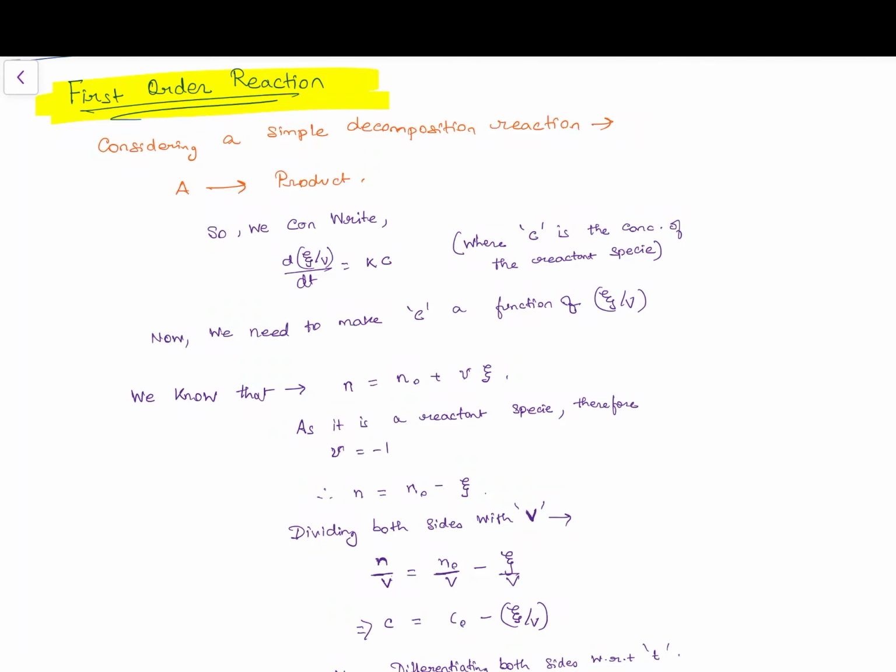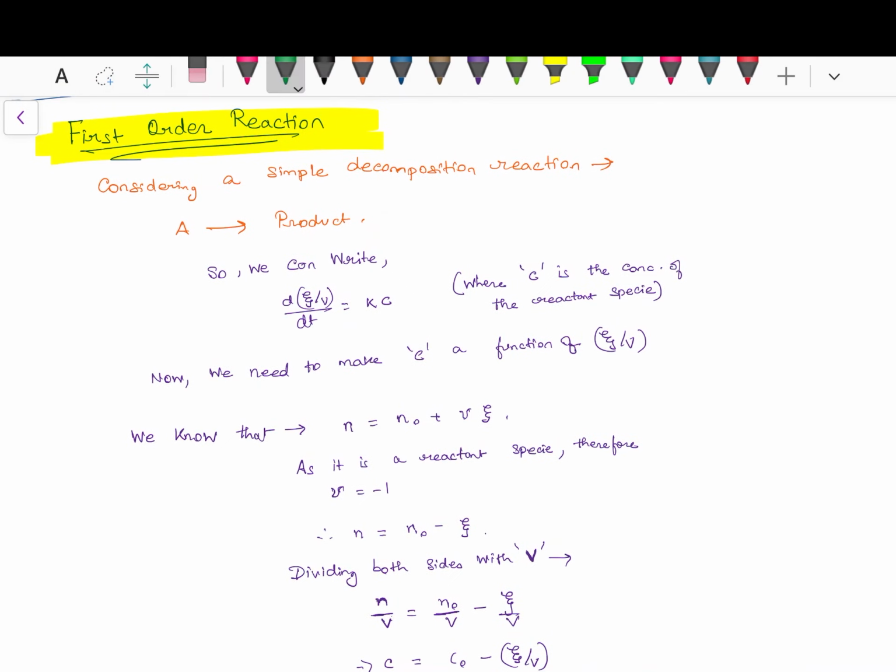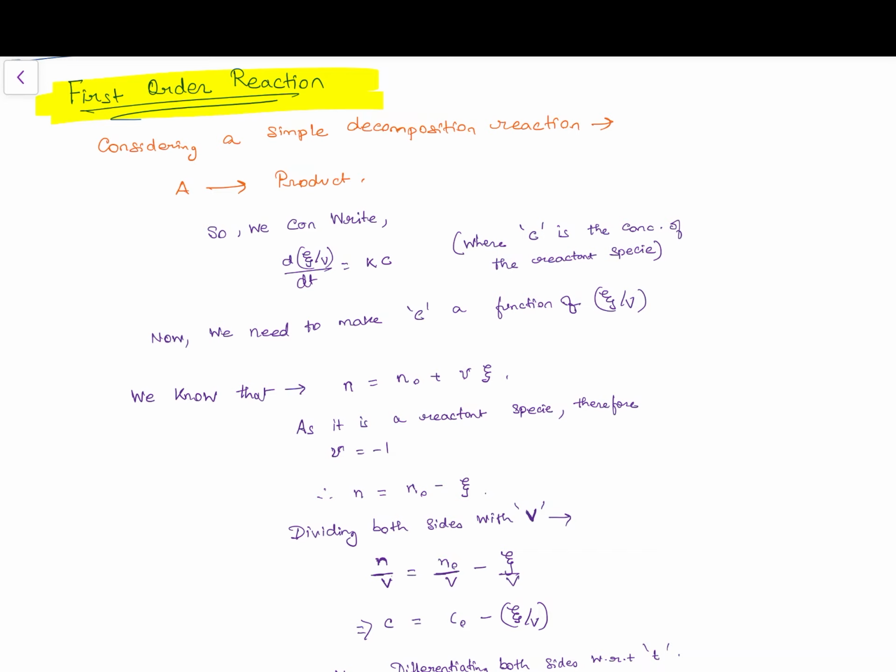So in this video we will be discussing first order reaction. A first order reaction is a reaction in which, in the rate law, the rate of the reaction is only dependent on the concentration of a single species, that also raised to the power of 1.